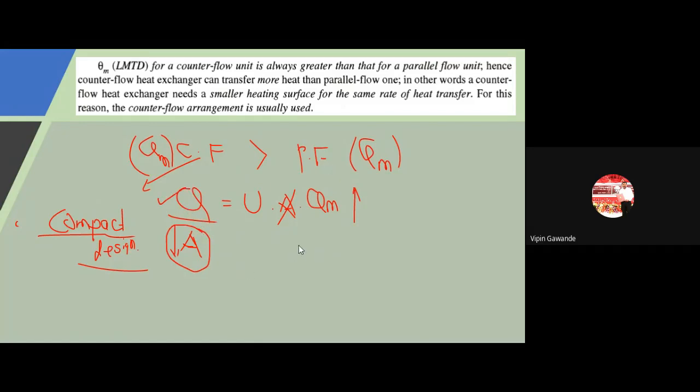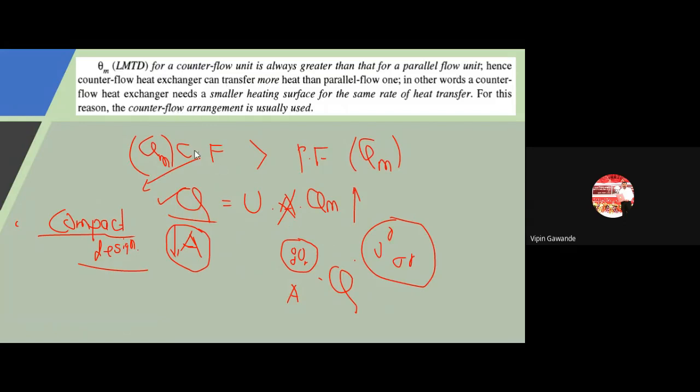But suppose this is the tubes here, and this is area A for the counter flow heat exchanger. If we consider parallel flow, we require a bigger area here, a bigger area for the same Q, for the same heat transfer. So that is the interpretation from this statement.